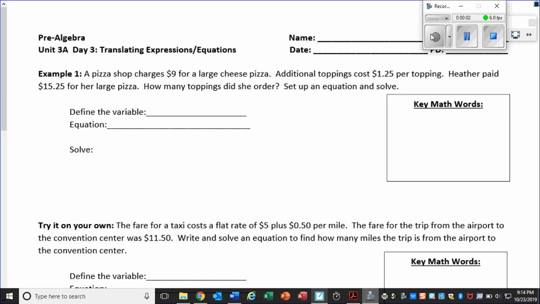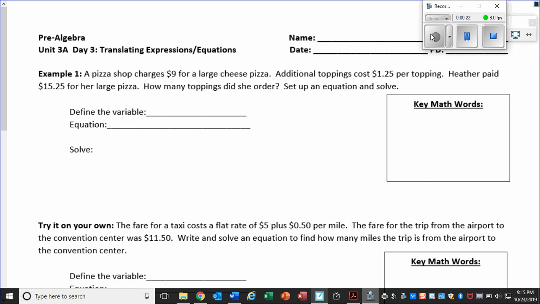Hi everyone, today we're going to start on day 3 of Unit 3A, and today we're focusing on translating expressions and equations, mostly equations. So we're just going to do a couple of examples for these notes, and I'm going to walk you through how you should approach them, and then you guys will try them on your own, okay?